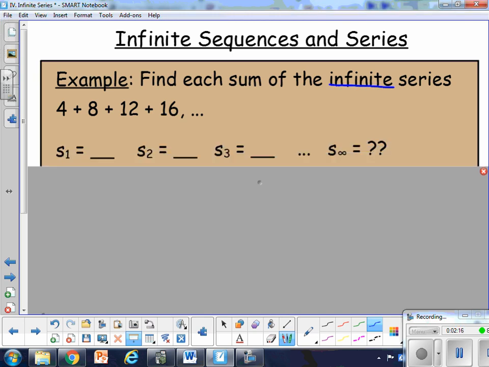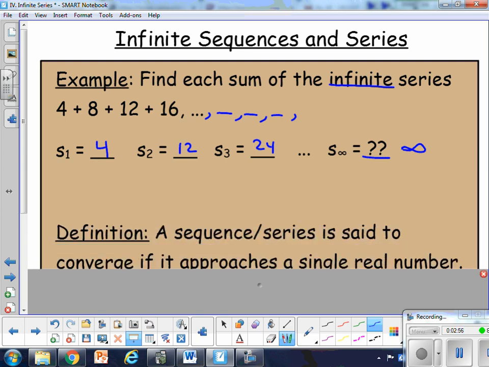Okay, so let's think about, again, what S1, S sub 2, S sub 3, those are called partial sums because they're the sum of the first n terms. So for example, the sum of the first term is just the first term. Okay, the sum of the first two terms is the 4 plus the 8, or 12. Okay, the sum of the first three terms, 4 plus 8 plus 12, is 24. So as this thing goes on forever and ever and ever, what would that sum end up being? Okay, and hopefully you're seeing this thing is just growing bigger and bigger and bigger. So this thing would actually just go to infinity, and it would not have a real number sum.